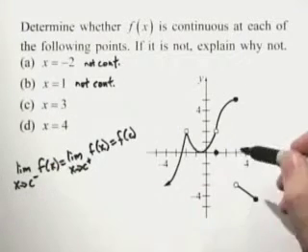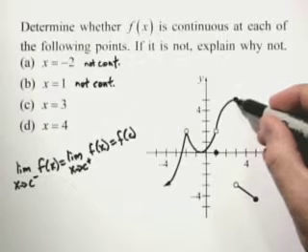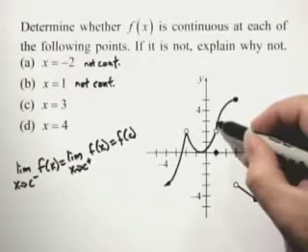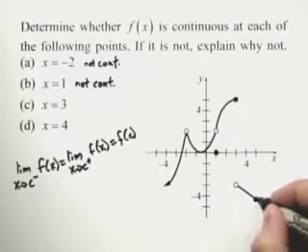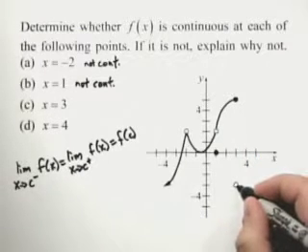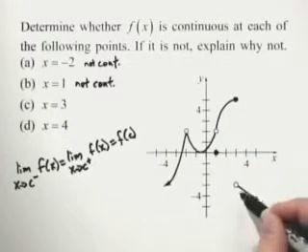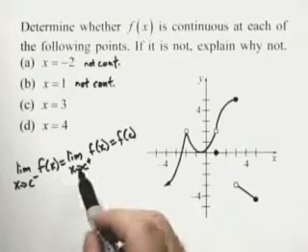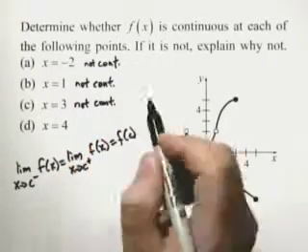For x equal to 3, we see the function is defined at x equal to 3. The limit from the left is equal to 5, but the limit from the right is equal to negative 3. Since the limit from the left and the limit from the right are not equal, as we require, we'll say the function is not continuous at x equal to 3.